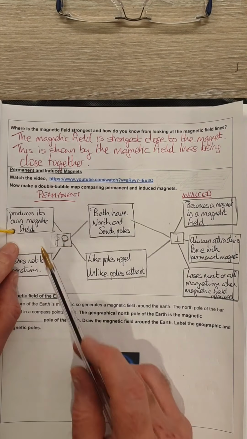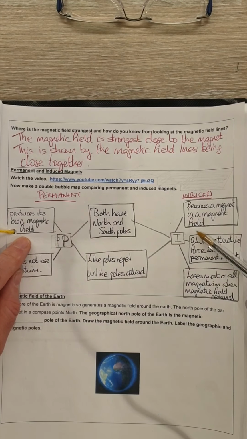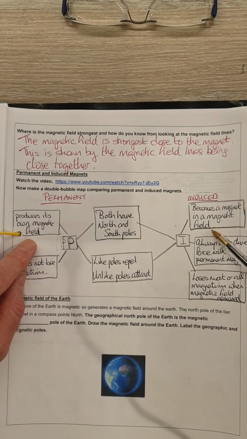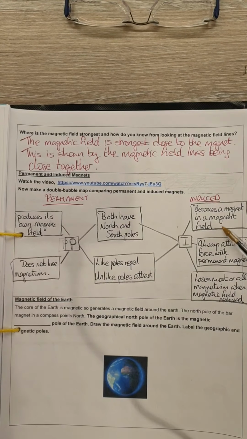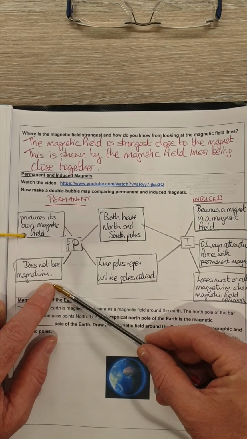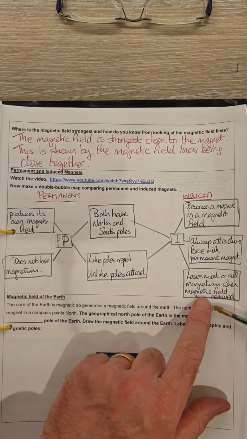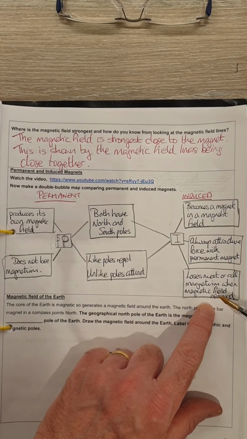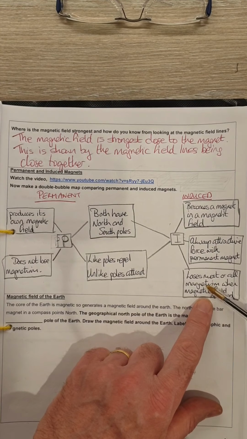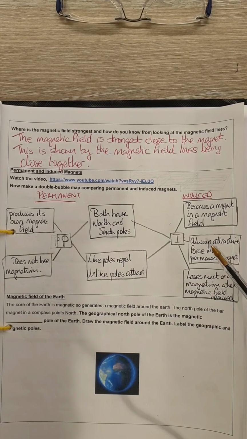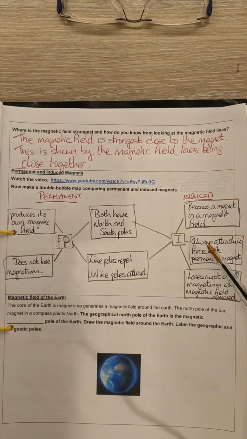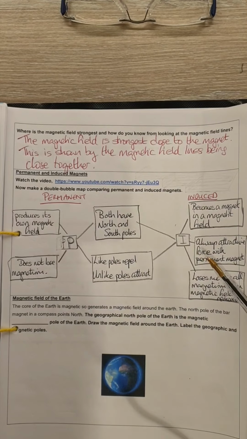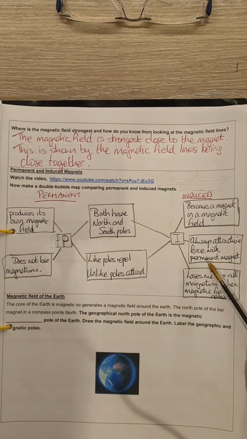So the permanent magnet has its own magnetic field, whereas the induced magnet only becomes a magnet when it's inside a magnetic field. So there has to be another permanent magnet. The permanent magnet doesn't lose its magnetism. The induced magnet will lose most or all of its magnetism as soon as you take it out of the magnetic field. So if you take away the permanent magnet, this will lose all its magnetism. And the thing to notice is the induced magnet always has an attractive force with the permanent magnet that makes it. So it's always attracted to the permanent magnet.